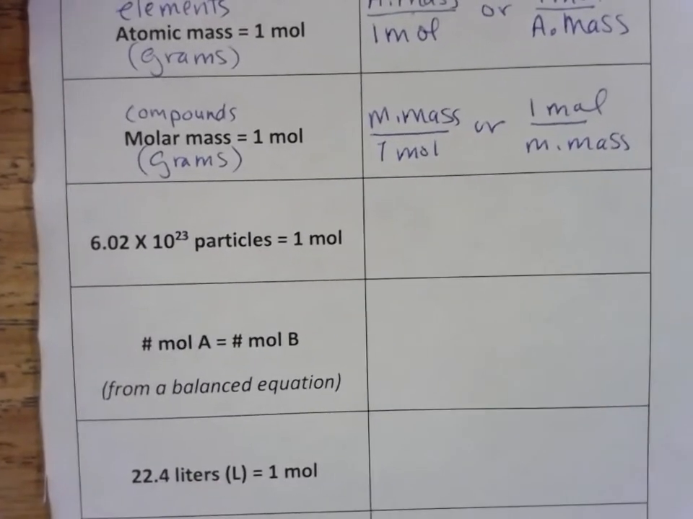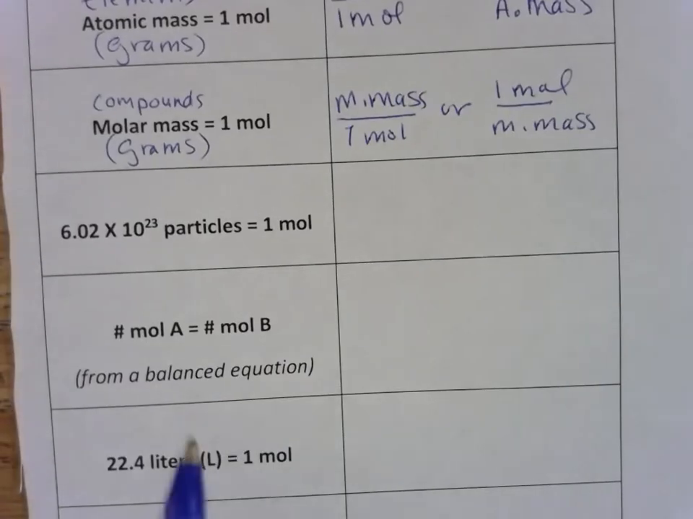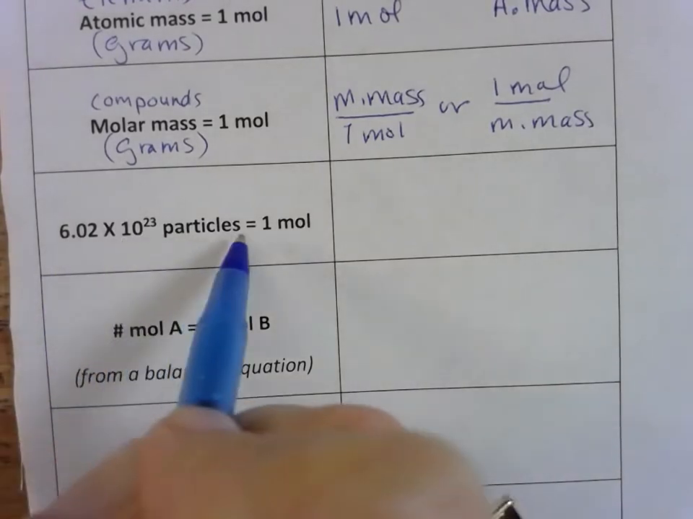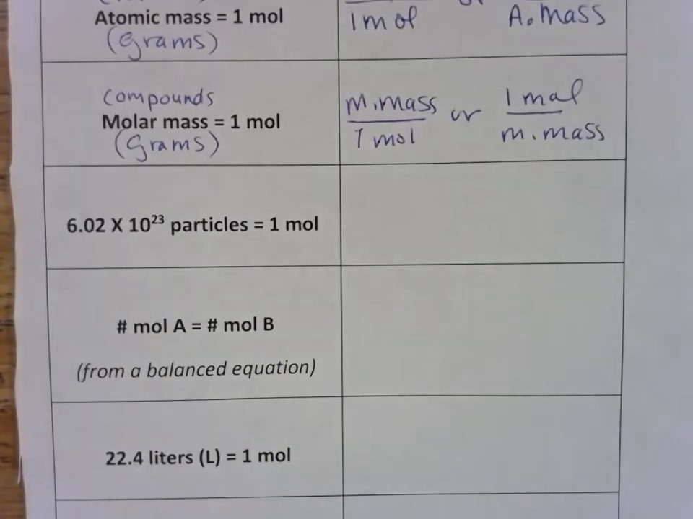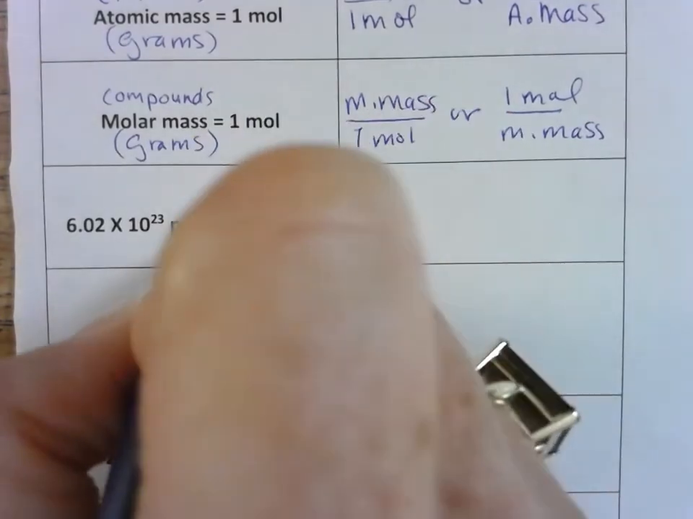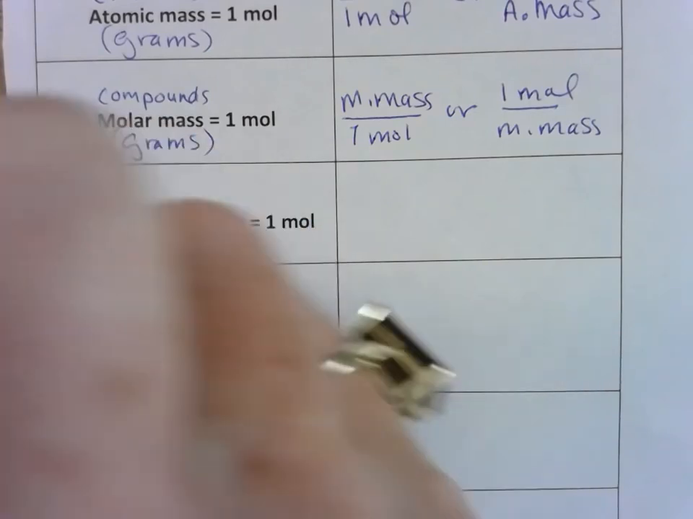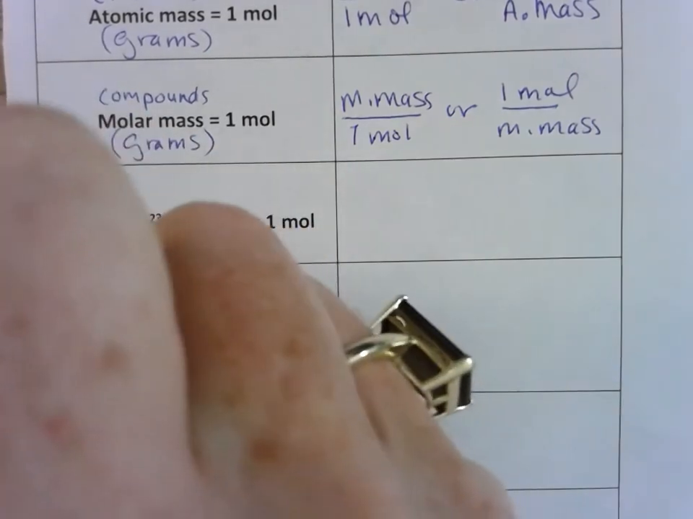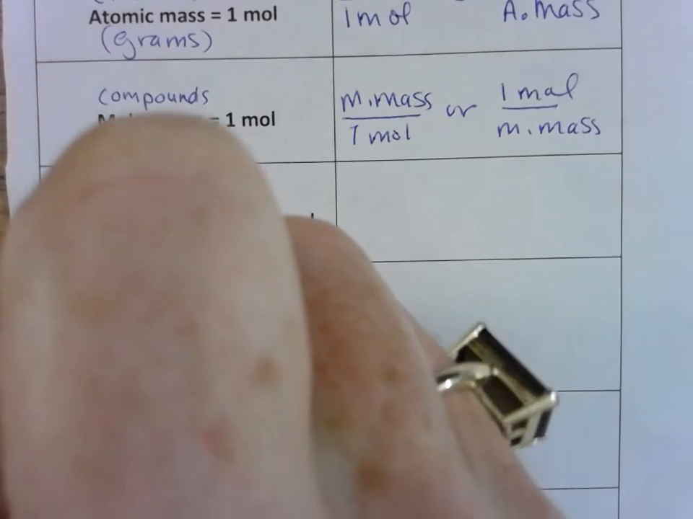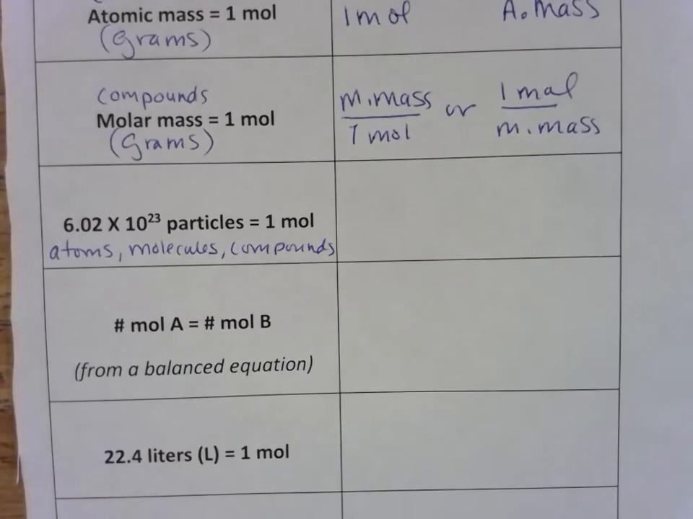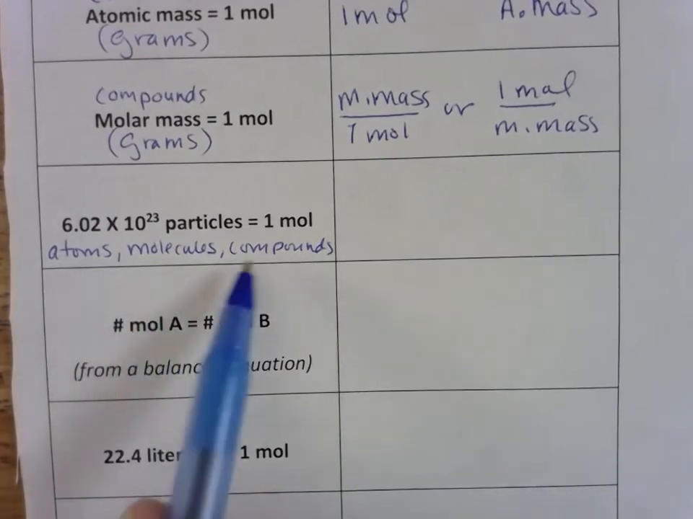Now, this one's a bit different, but we know this already. This is Avogadro's number, so we have 6.02 times 10 to the 23rd particles is equal to a mole. We also learned that already. Now, particles, this is a generic word, right? So particles could be atoms, molecules, compounds, right? Those are some of them. Ions. It could be any of those things. So these are substitute words for the word particle.